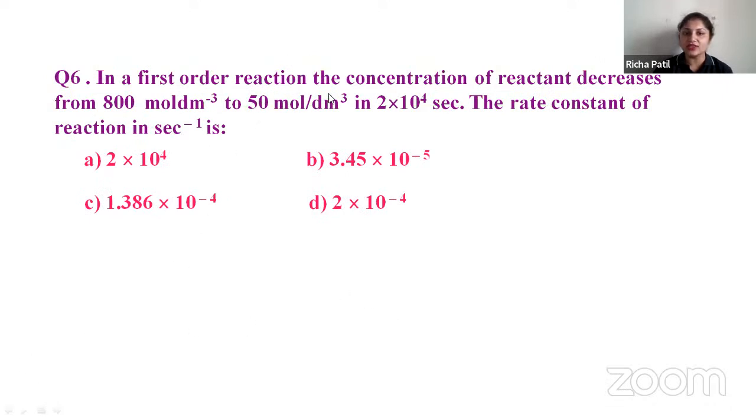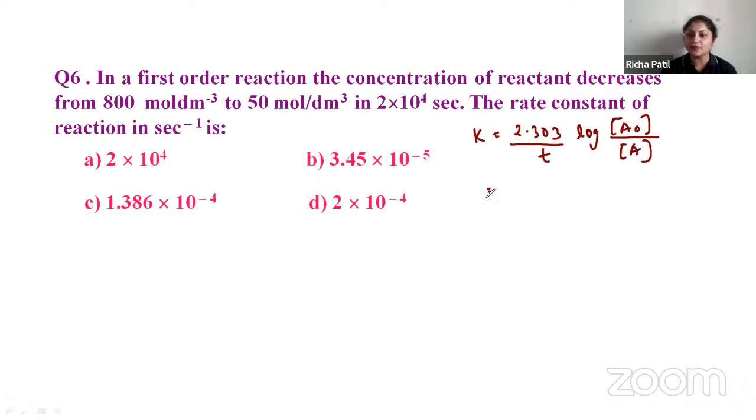In a first order reaction, the concentration of reactant decreases from 800 mole per dm cube to 50 mole per dm cube in 2 into 10 raised to 4 seconds. The rate constant of the reaction in per second is, okay, so try to solve this. So you have to find the rate constant of the reaction of first order. So use the equation of first order. I'll give you the equation: k is equal to 2.303 by t log of a naught by a, right?